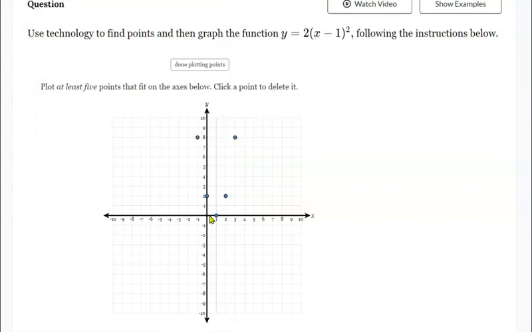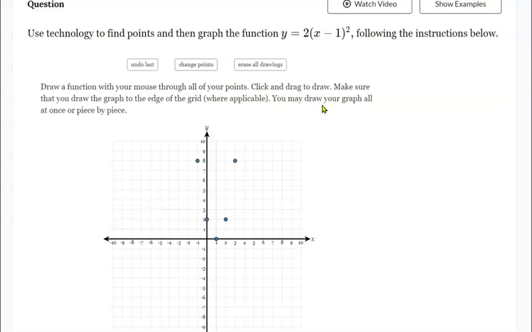Do you see how these are lining up? Because quadratics make a parabola and they have symmetry, with an axis of symmetry right down the center. So 1, 2, 3, 4, 5. Plot at least 5 points, which I did. So now I'm going to click Done Plotting.